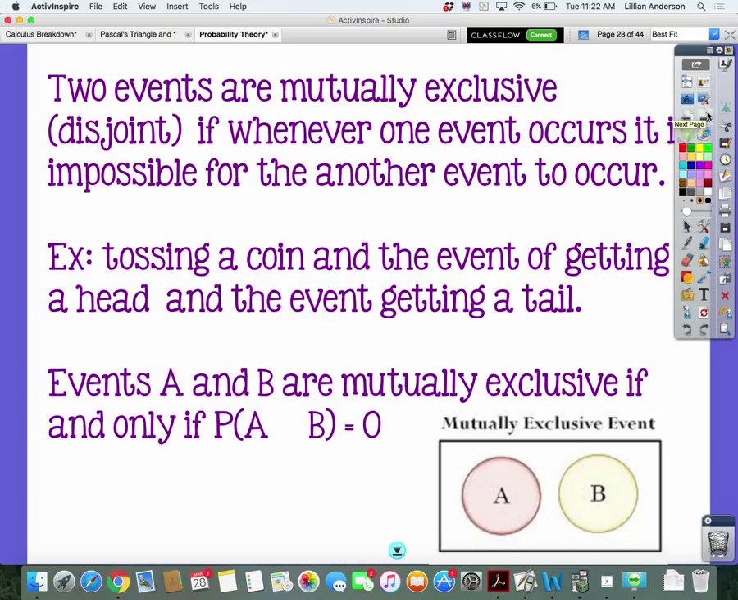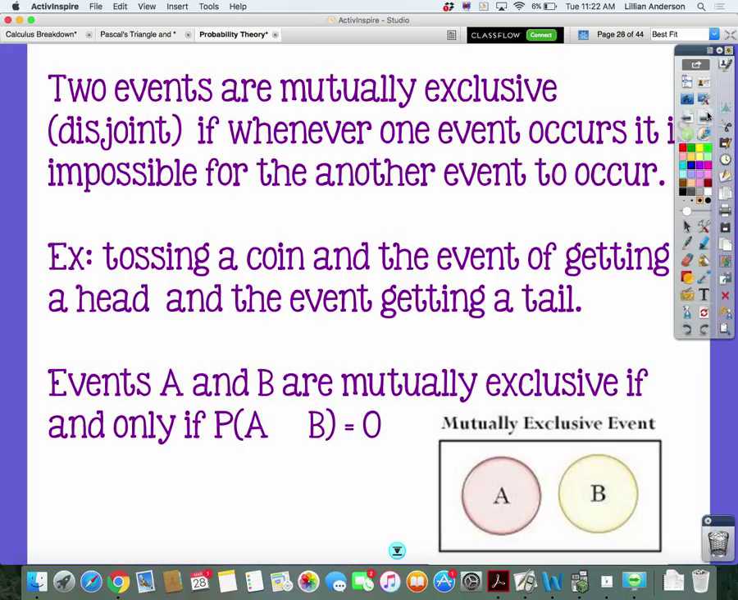Two events are known as mutually exclusive if whenever one event occurs, it's impossible for another event to occur. Okay? Mutually exclusive, also known as disjoint. So they can use either mutually exclusive or disjoint. They mean the same thing. Basically, when one event occurs, it's impossible for another event to occur.